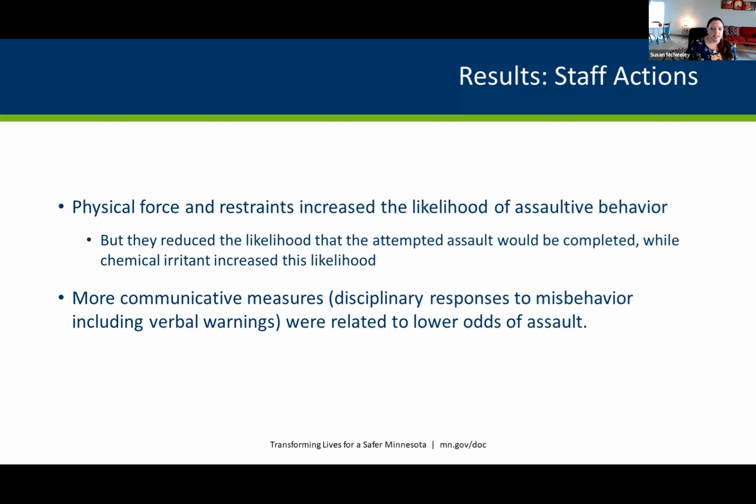In contrast, incidents were less likely to result in assault when staff were verbally responding to misbehavior, such as by initiating a disciplinary process. So it's possible that a more communicative style, even a collaborative style, could be adopted, and that would be more effective in controlling behavior than these physical measures.